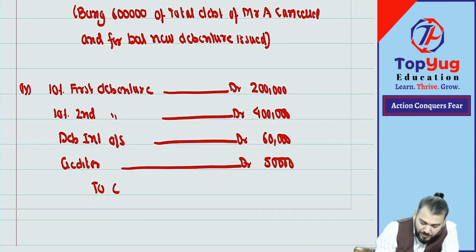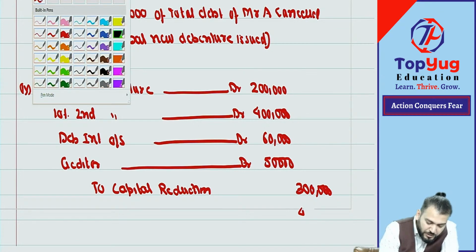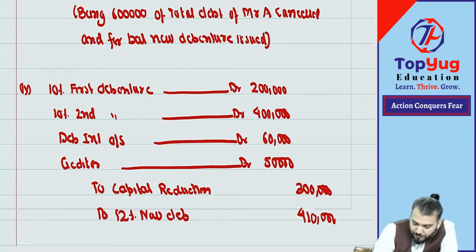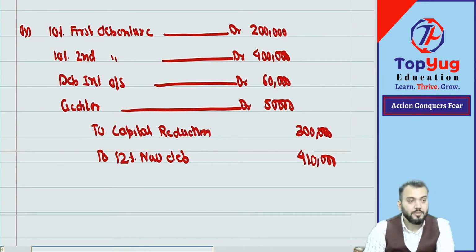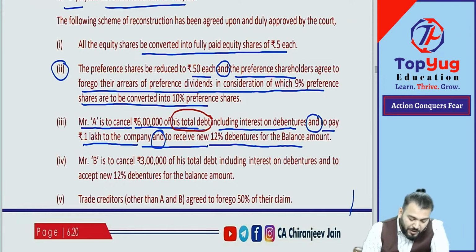Now we'll cancel. To cancel, amount will be transferred to which account? Capital reduction. How much capital reduction? 3 lakh. What is the balance amount? 4 lakh 10,000 will be transferred to which account? 12% new debenture. We get 12% new debenture. Understood? This is 4 lakh. Very simple. This also is done. Correct.